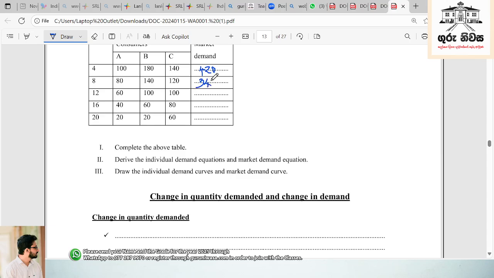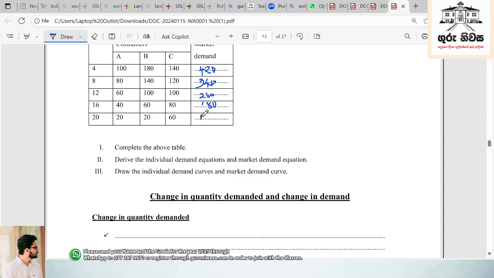Next one, 260. Next one, 180. Am I correct? Market demand is 180. Last one is how many units? Only 100 units. So the second question is to derive individual demand equations and the market demand equation.